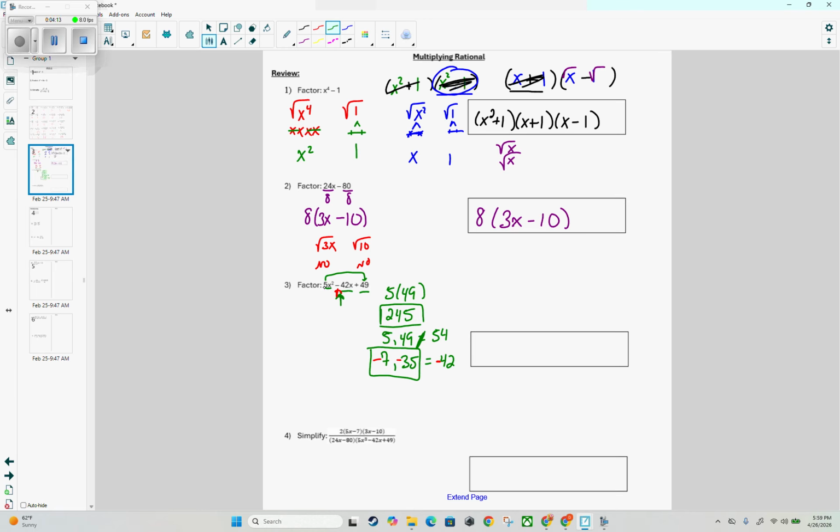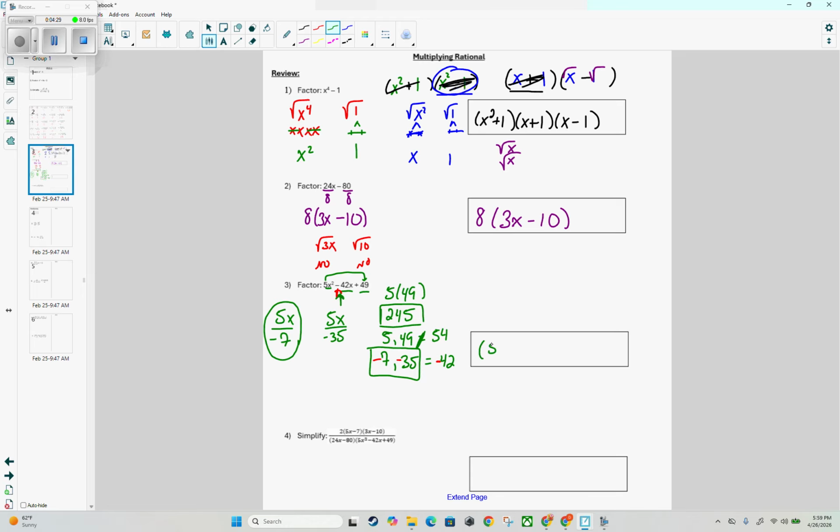Now I'm going to turn around. I got this 5x. I'm going to separate him off. That was my leading term. And I'm going to place this negative 7 down below and this negative 35 down below. And I'm going to see if I can reduce them down. This first one does not reduce down. 5 over 7 doesn't reduce down.